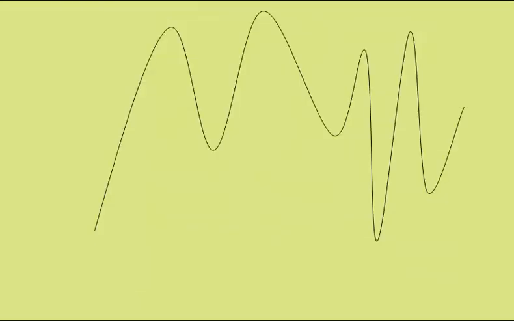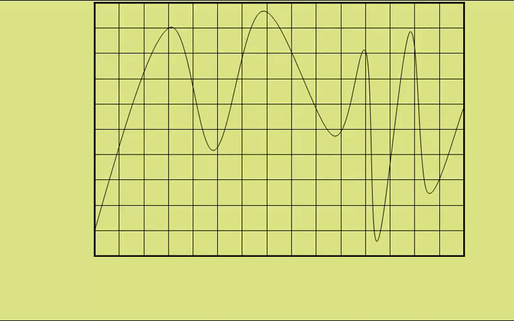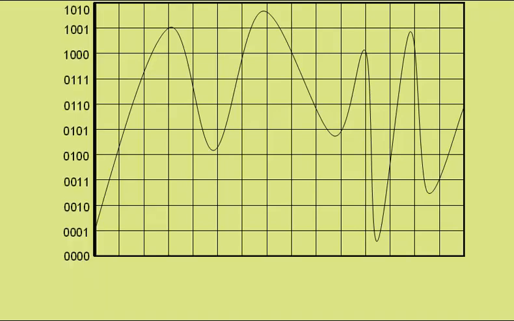So here we have an analog signal that we want to convert to digital. First, I'll place a grid over the signal and label the y-axis with the binary numbers from 0 to 10. Now, what we'll do is at each of the vertical lines we will sample the approximate value of the analog signal at that point.